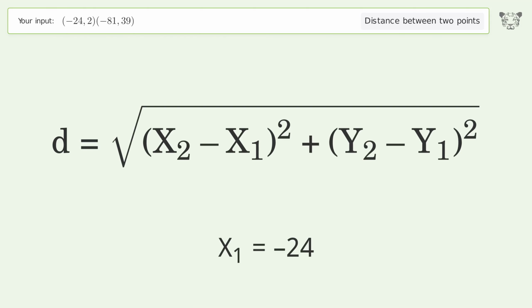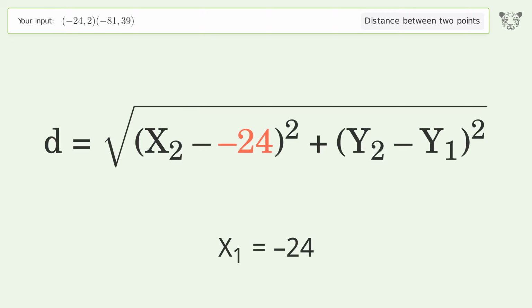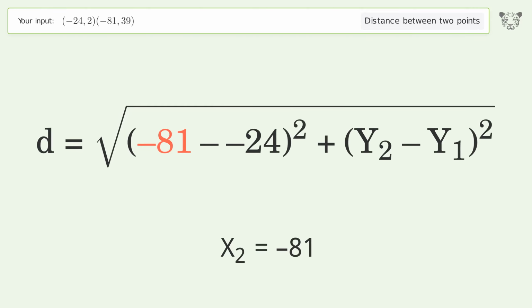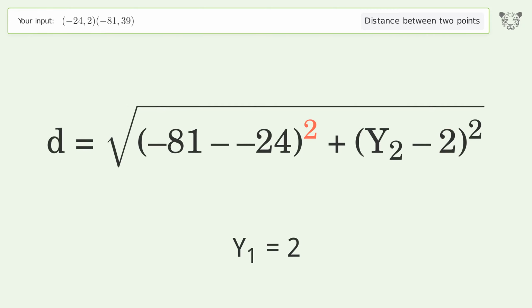x1 equals -24. x2 equals -81. y1 equals 2. y2 equals 39.